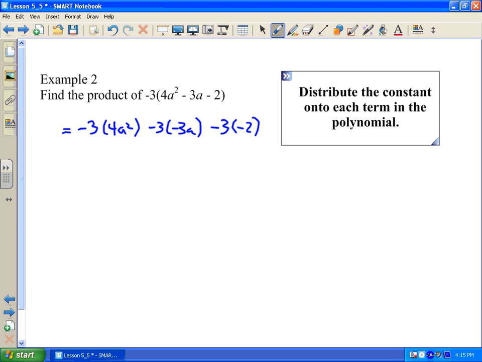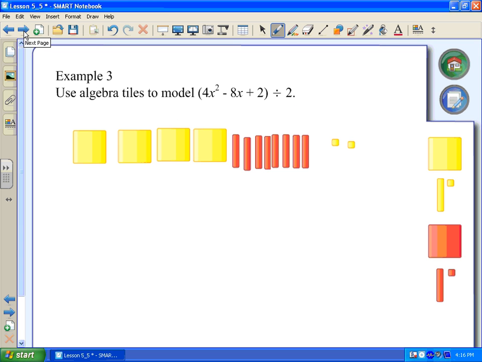So if I do those multiplications, negative 3 times 4a squared will give me negative 12a squared. Negative 3 times negative 3 gives me a positive 9a. Negative 3 times negative 2 gives me a positive 6. All right, so the big idea here is, remember, you've got to distribute onto everything in the bracket, okay? And that will basically get rid of our bracket.